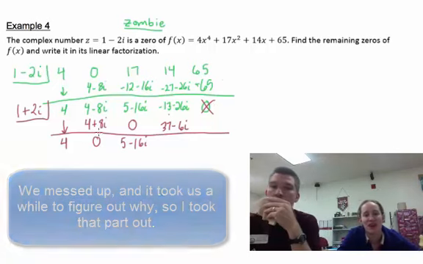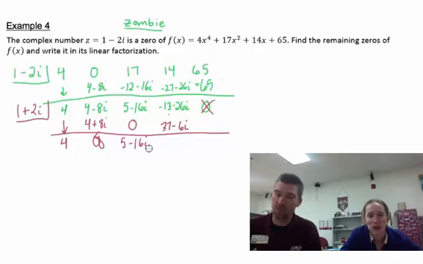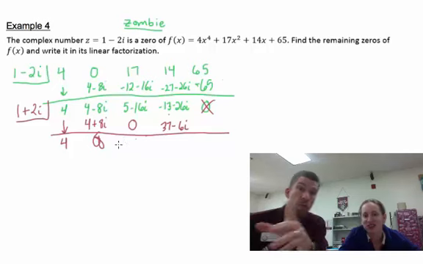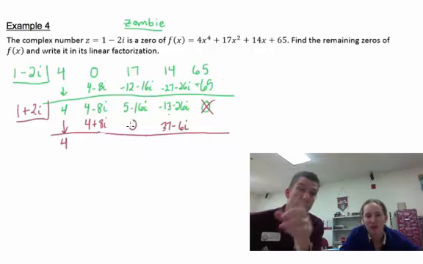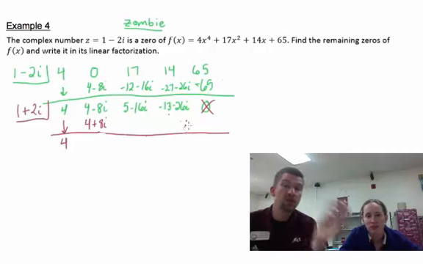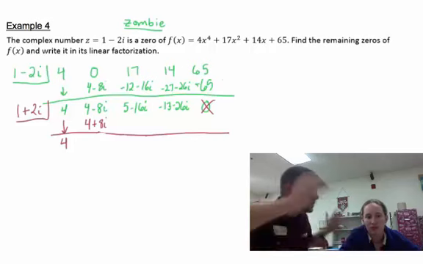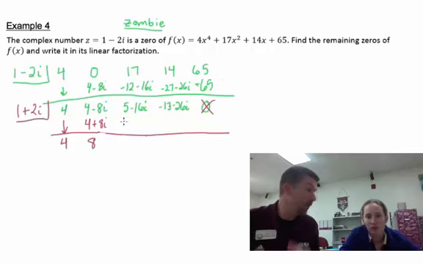Oh, so this is 8. No wonder that didn't work out. This is a great example of how to find a mistake in synthetic division. The reason we know we had a mistake was because when we got done synthetic dividing, we didn't get a remainder of 0. But we knew that 1 minus 2i was a 0, so 1 plus 2i has to be a 0, and we didn't get that. Since we didn't get that, we know there's a mistake.